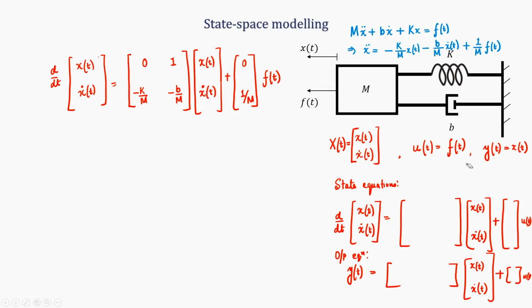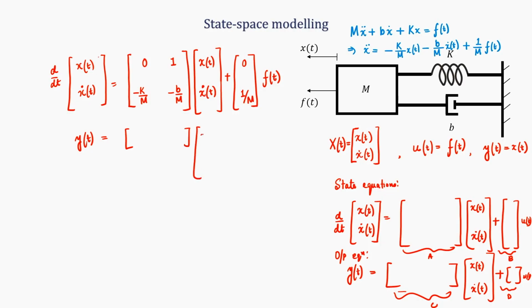What will be my output equation? My output equation is y(t). I know that I have taken my output to be x(t). So, this was your A, I have found out A; this was B, I have found out B. Now I am trying to find out C and D. So, what is the output equation? Y(t) equals x(t).